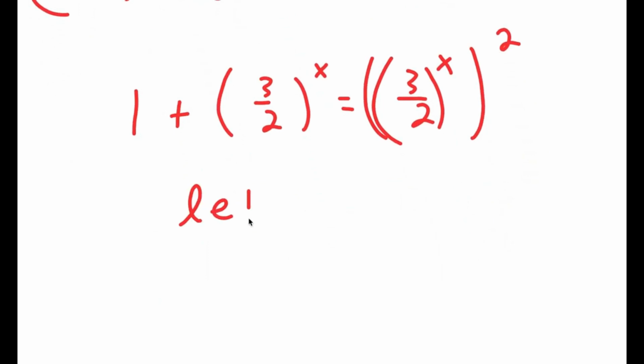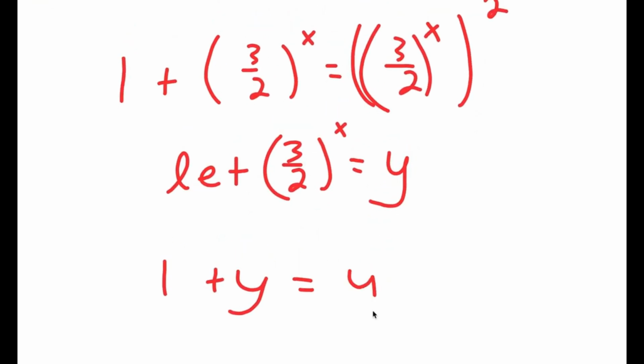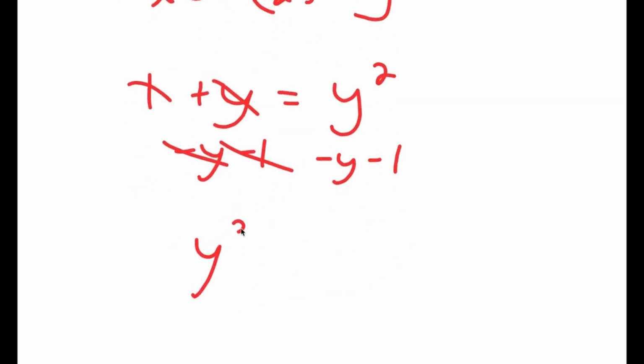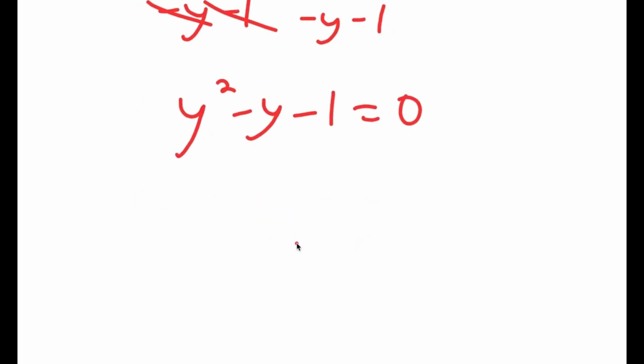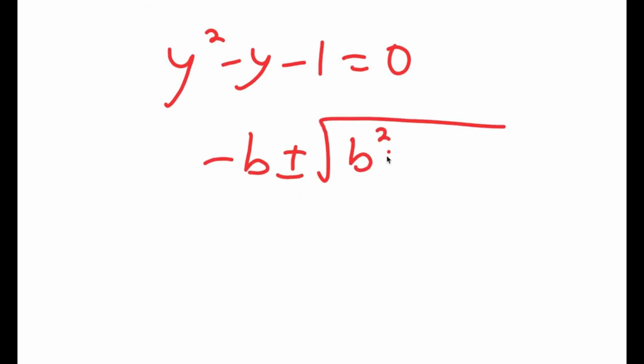Now I'm going to let 3 over 2 to the power of x equal to the variable y. So I get 1 plus y is equal to y squared. And if I subtract y and 1 on both sides, these cancel out, and I get y squared minus y minus 1 is equal to 0. Now, to solve this equation, I'm going to use the quadratic formula, which is negative b plus or minus the square root of b squared minus 4ac all over 2a.